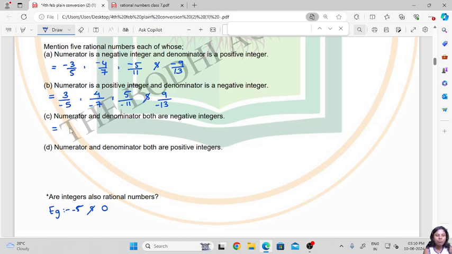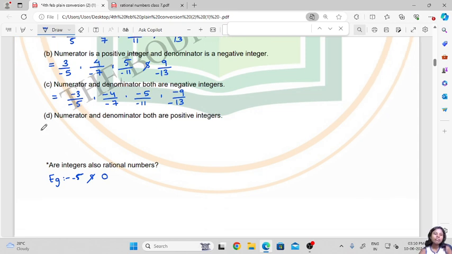So we have minus 3 upon minus 5, minus 4 upon minus 7, minus 5 upon minus 11 and 9 upon minus 13. So in this case our numerator and the denominator both are having a negative sign, and therefore our numerator and denominator both are negative integers.